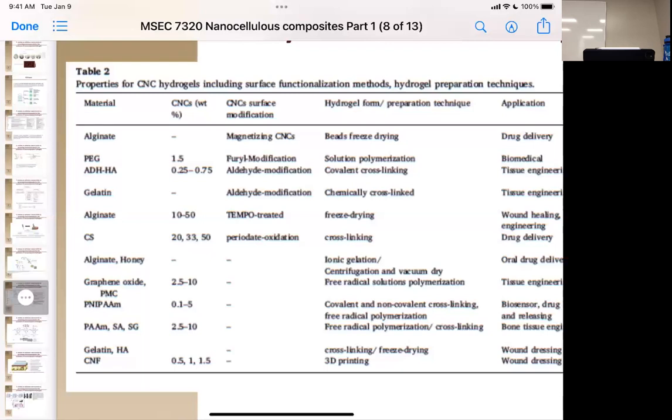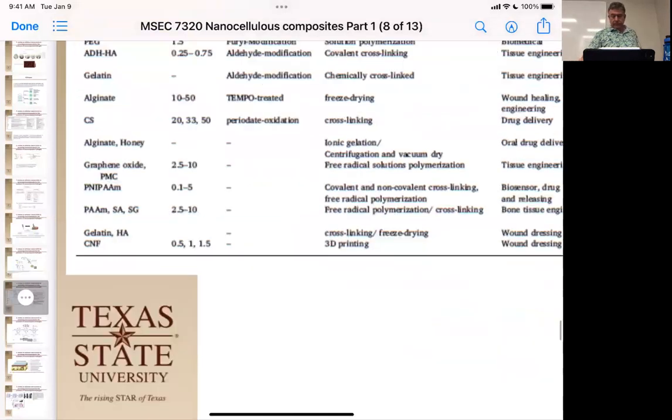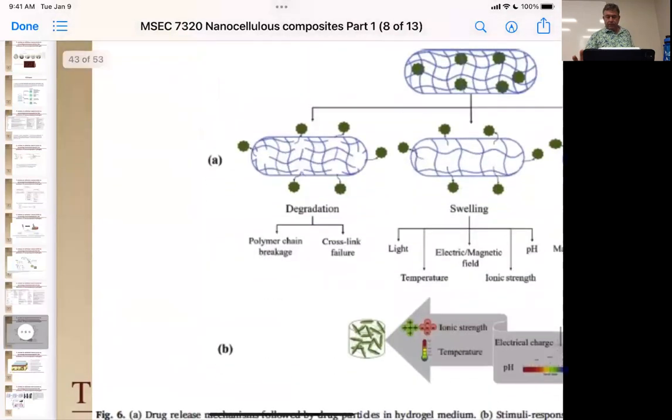And then they've also added different weight percents here, all the way up to 50 in some of these, but as low as 0.1 to get the structure they want. So there's a wide range of what to do here, and a lot of them are for biotissue and wound care. I know I have a slide on wound care here somewhere. Not this one.